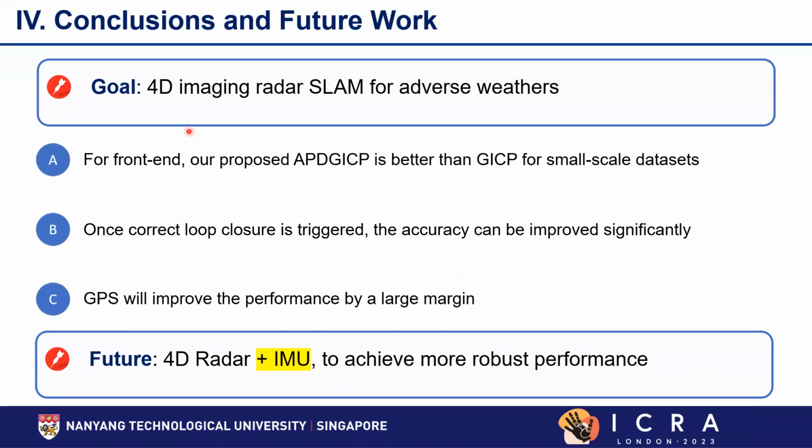So to conclude, in this work, we proposed a 4D imaging radar SLAM for adverse weather. In the front end, our proposed APD GICP is better than GICP for small-scale datasets. Second, once a correct loop closure is triggered, the accuracy can be improved significantly. Thirdly, if the GPS signal is available, it will also improve the performance by a large margin.